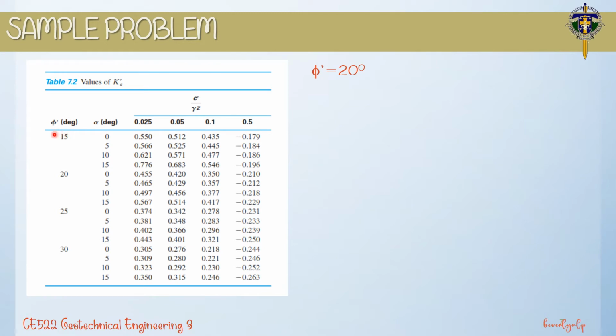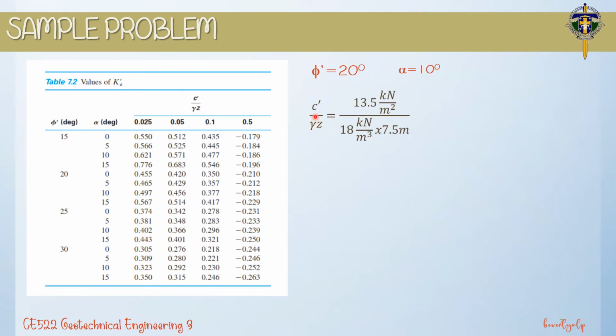So again, the table is a variation of the angle of friction, the alpha angle, and at the same time, the ratio of the cohesion divided by the unit weight of the soil multiplied by the depth of the soil. So the angle of friction is given to be 20 degrees, and then our alpha is also given to be 10 degrees. Alpha, again, this is the angle that the slope makes with the horizontal. And then let's solve for this value.